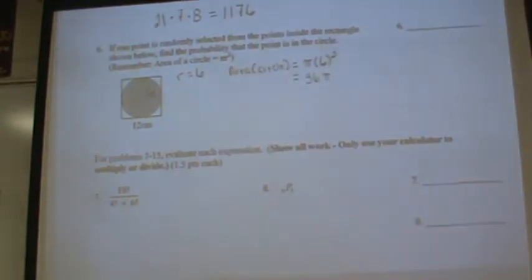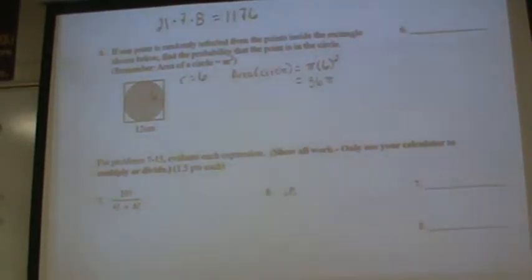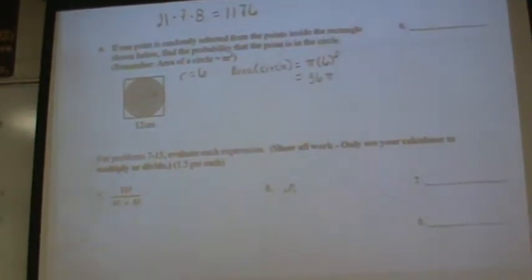So we need to find the area of the circle. So that's going to be pi times the 6 squared. So you get 36 pi is the area of the circle. And then we need to find the total area.